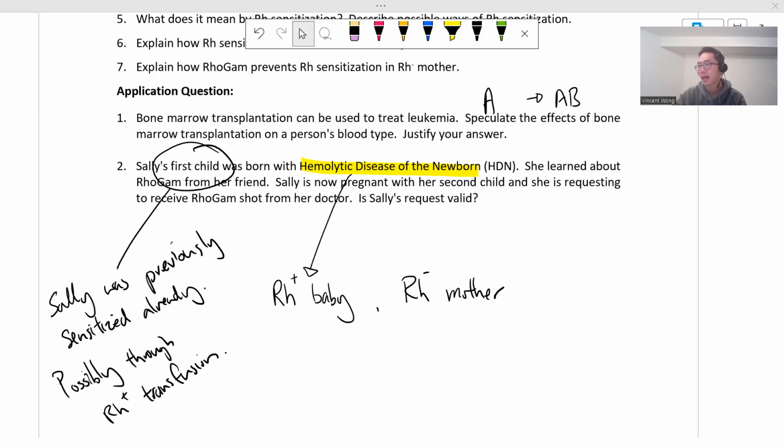Okay, so having said that, there is no use to give her ROGAM. ROGAM does not reverse or cure sensitization. It just stops it from happening. But if it has already happened, then it's not going to fix the problem. So this is not a valid request. Do you understand that? Any follow-up question?